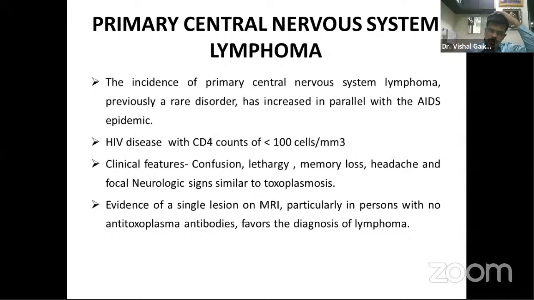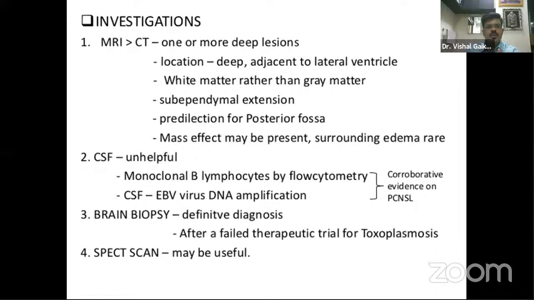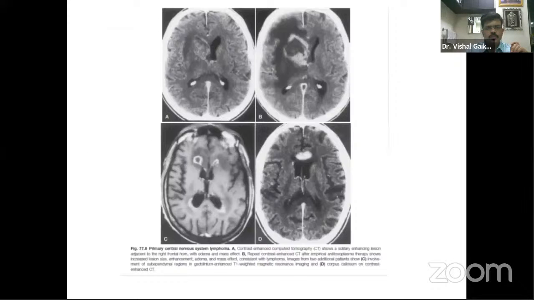So CD4 count of less than 100, clinical features will be same as toxoplasma. But if there is a single lesion on MRI, particularly in persons with absent antitoxoplasma antibody, it may favor the diagnosis of lymphoma. So MRI is fairly diagnostic: one or more deep lesions, location deep white matter rather than gray matter. Subependymal extension, again characteristic. CSF is not of much help, but CSF flow cytometry may help. Presence of EBV DNA amplification may add corroborative evidence for PCNSL. Brain biopsy is the most definitive diagnosis for lymphoma as well as toxoplasma.